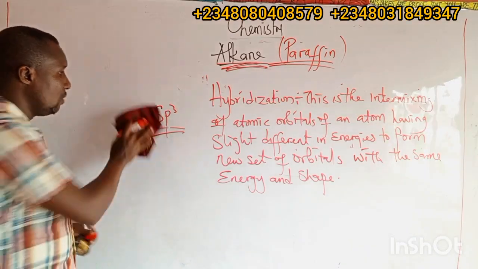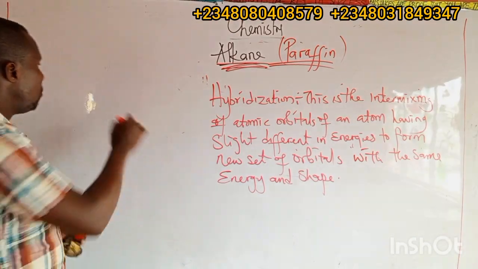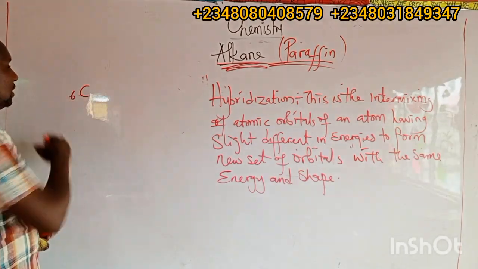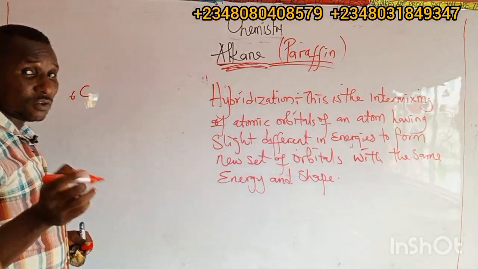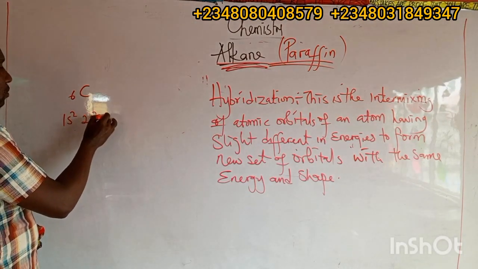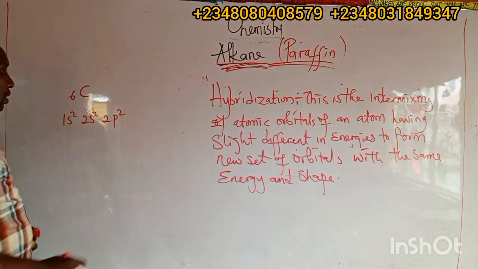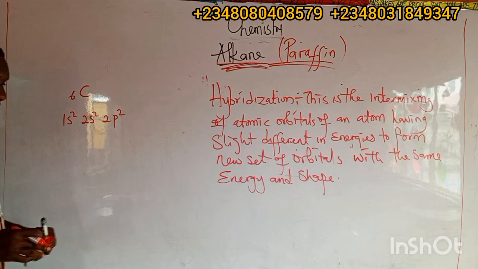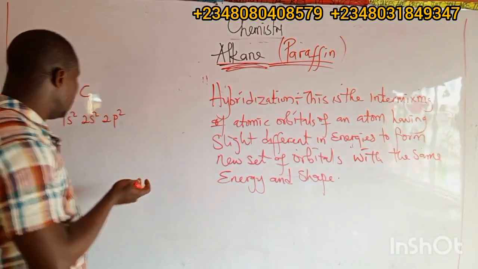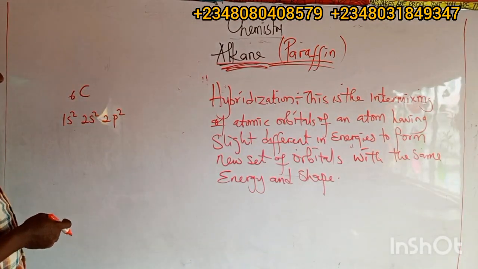What does this mean? Look at this, we have carbon. The atomic number of carbon is 6. What is the electronic configuration of carbon? We have 1s2, 2s2, 2p2. This is the electronic configuration of carbon.